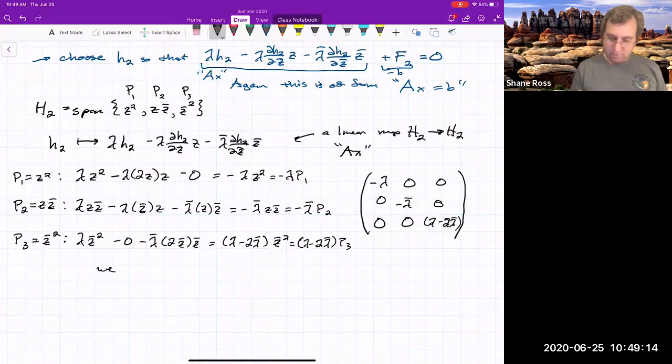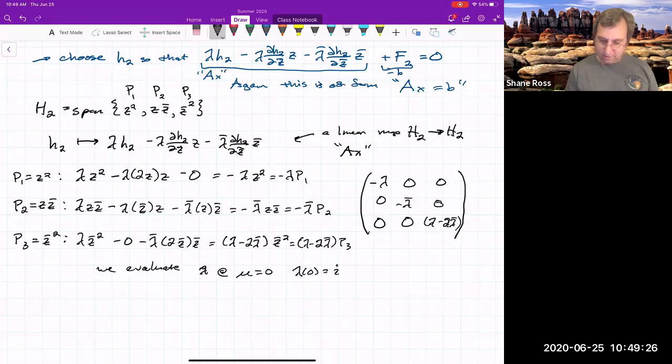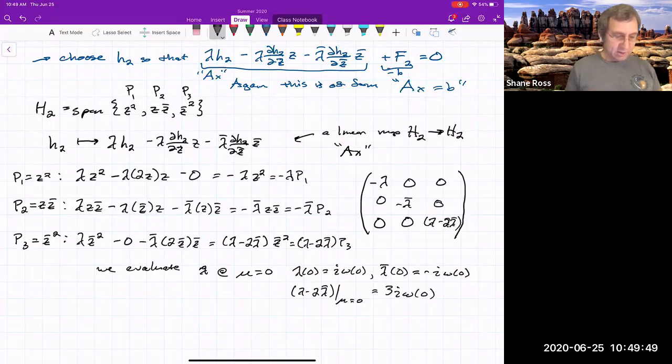So we evaluate lambda at mu equals zero. And lambda at zero is i omega zero. So that means that lambda bar at mu equals zero is negative i omega zero. And omega is non-zero. So lambda minus two lambda bar evaluated at mu equals zero is three i omega zero. So that means this matrix, or the linear operator, is full rank.